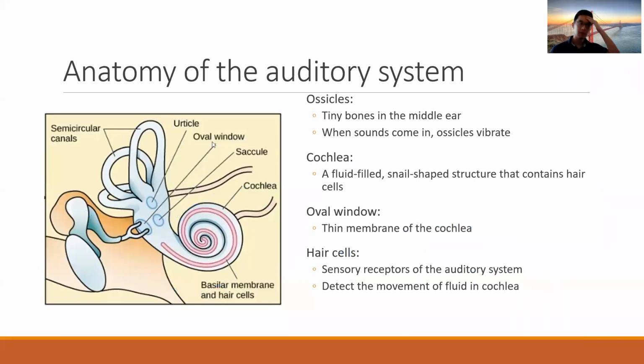So actually, the auditory system is a system that catches the movement of the air, or the vibration of the air, and transfers the vibration or movements of the air into neural signals.